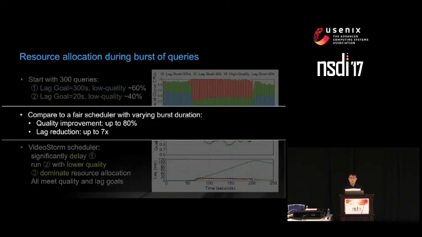We see that the system's workload highly depends on how long we run these bursty queries. And compared to the results of a fair scheduler with different bursty durations, VideoStorm could achieve up to 80% improvement in quality and 7 times better lag.